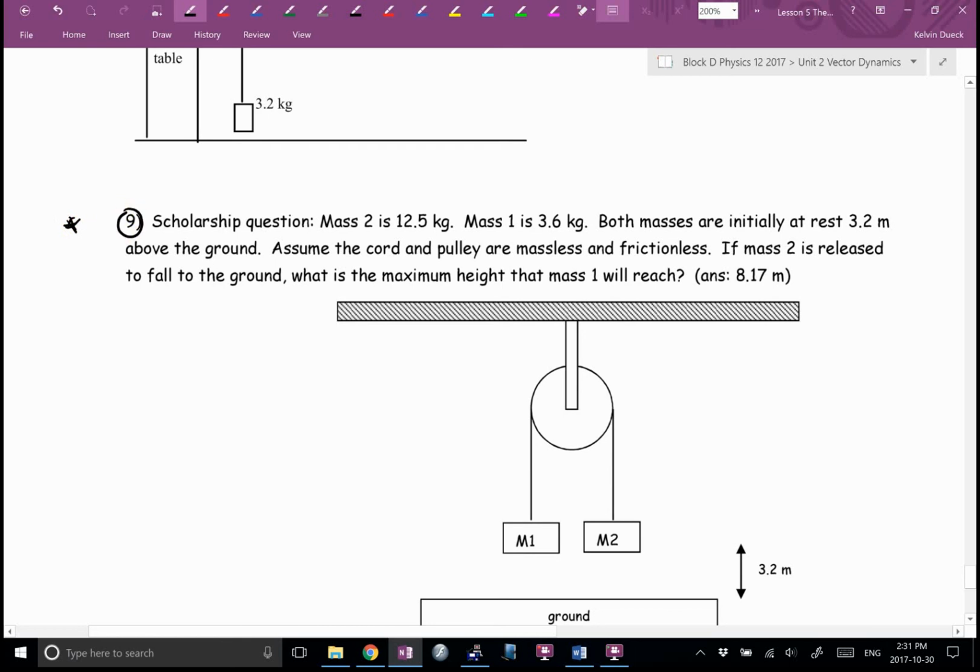Number 9, if you look up, here's the hint for number 9. So number 9 wants you to figure out how high mass 1 will reach. I'm going to tell you what's going to happen. This is mass 1. It's on, never mind, mass 1 is on your right, so let me reverse things. If this is mass 1, here's what I think is going to happen. This is what you have to take into account to get the correct answer of 8.17 meters.